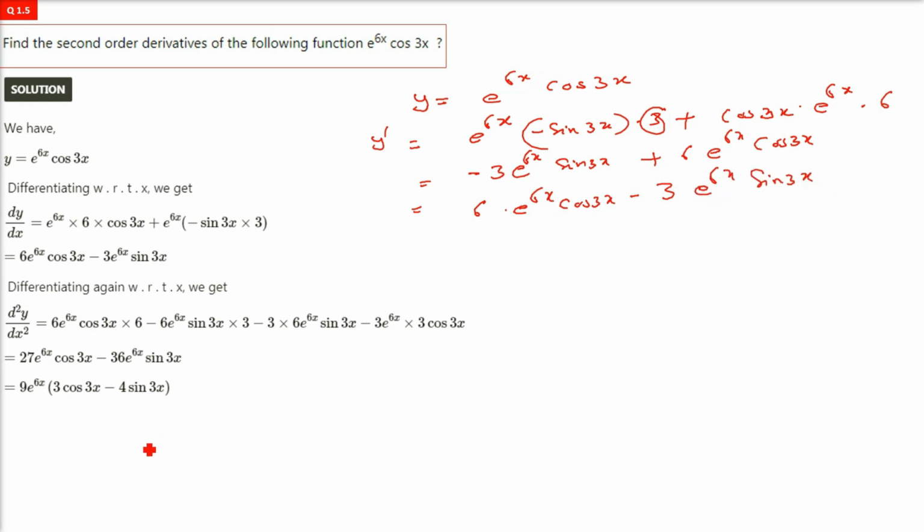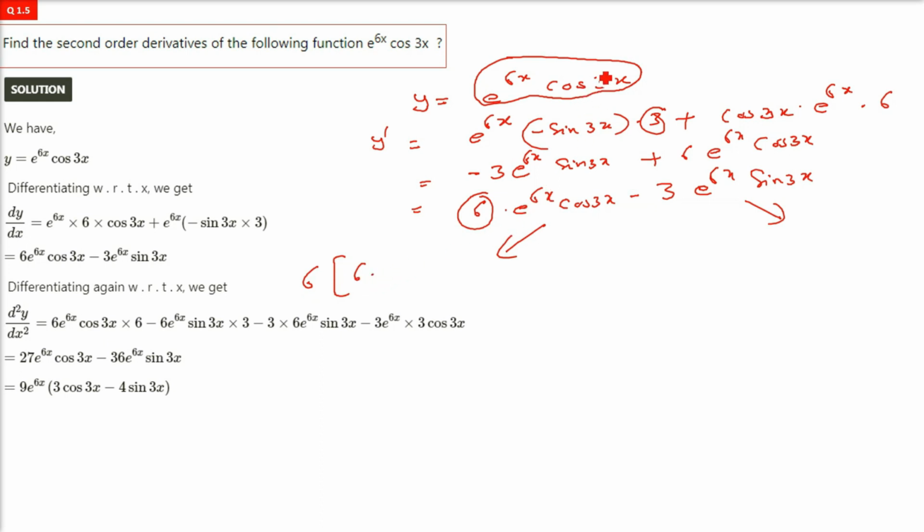Then we will do the differentiation again. That is the second order derivative we have to compute. So we'll just forget about the constant right now. We'll concentrate on e raise 6x cos 3x. But what do you see here? e raise 6x cos 3x has already been done. The question is only this one. So we can just directly take this content and put it here in the place of the differentiation of e raise 6x cos 3x. So I have a 6.